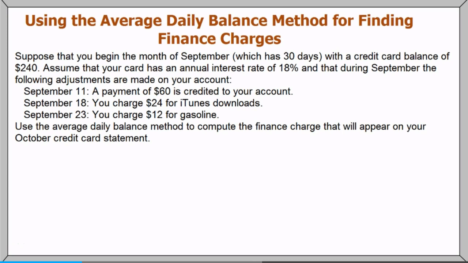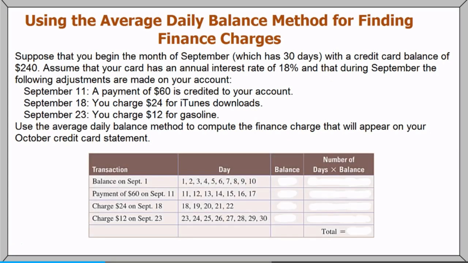To do this problem, we must first find the average daily balance for September. The easiest way to calculate the balance is to keep a day-by-day record of what you owe the credit card company for each day in September. A table is shown with 4 columns. The first column is labeled Transaction.